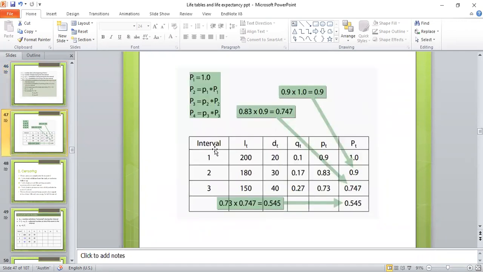This is an example table which shows a 3-year interval, with subjects 200, 180, and 150, and the deaths that occurred over the 3 years, 20, 30, and 40. The qt is the probability of dying, which is calculated by dt divided by it. And pt is the probability of surviving, which is calculated as 1 minus qt. And capital P is the cumulative probability of surviving, which is calculated by multiplying. P2 is calculated by multiplying the small p1 by the large P1, which we can take as 0.9. And for P3, we multiply the small p2 by the greater P2, and we can get P3, and so on.